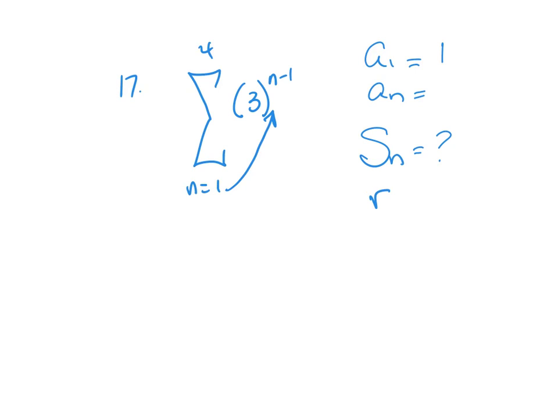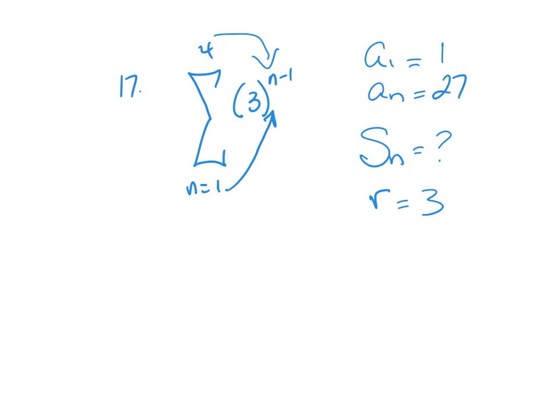What is an? You're going to plug this in here. What is an? 27. And what is r? R in these equations, even if there's a number here, let's say there was a 2 here, which there isn't, but let's say there is, the r is the number that has the exponent on it. So in this case, it's 3.